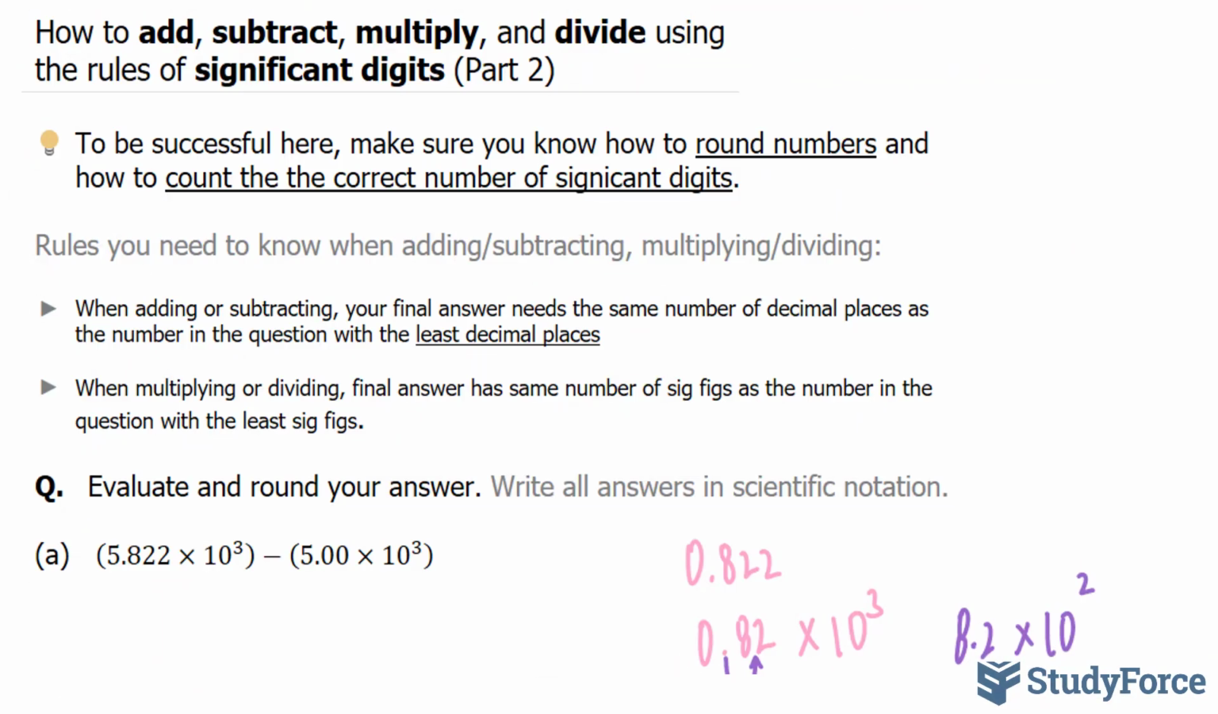So there you have it. 6 examples on how to add, subtract, multiply, and divide using the rules of significant figures.